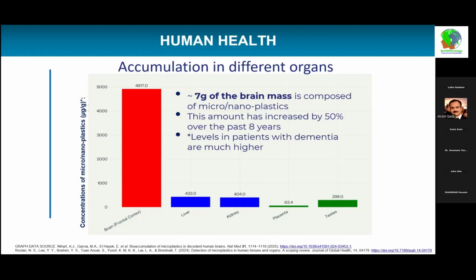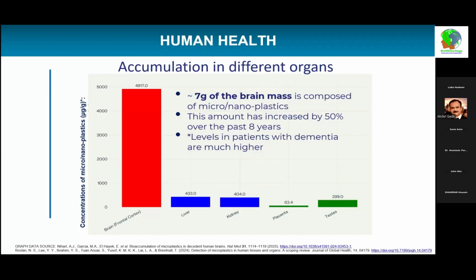And if you look at the number a bit more carefully, it's about 5,000 micrograms per gram. And if you do a little bit of math, that translates to about 7 grams of brain mass, or about 0.5% of our brain essentially composed of micronanoplastics. And unfortunately, this amount has increased by 50% over the last 8 years, and it will continue to increase as micronanoplastics in our environment are increasing. And an interesting note is that patients with dementia have even higher concentrations in their brains than those without dementia. Yeah, exactly. So the presence of these particles is concerning.